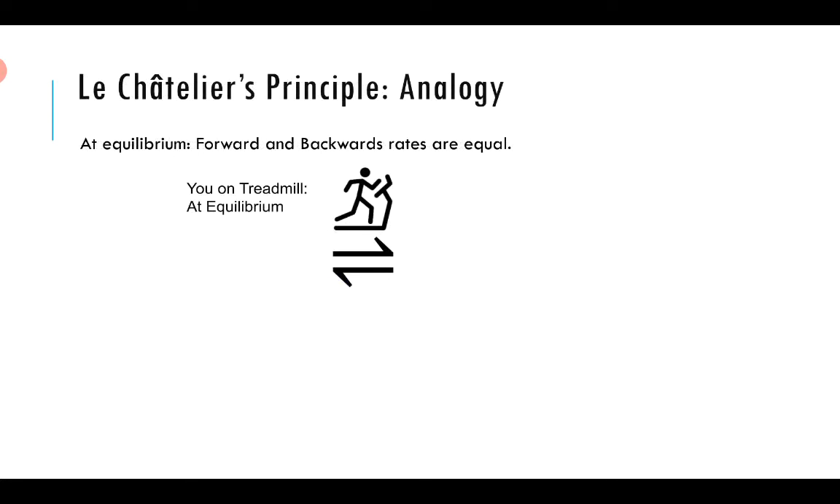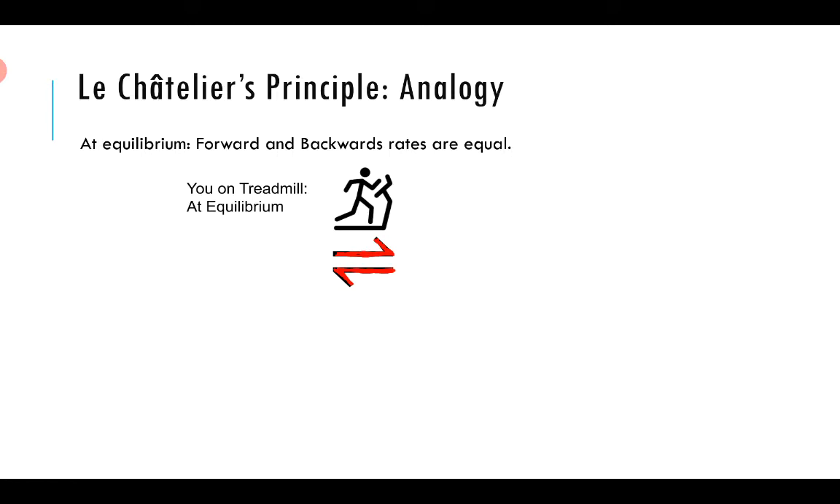So here's our analogy. At equilibrium, the rates of the forwards and reverse reactions are the same. And so we draw our reaction arrows the same size to indicate that they are equal and opposites, so that they're not changing anything. This is like running on a treadmill. You're running forwards, but the treadmill is running backwards. And so you're constantly moving, but you're not getting anywhere.